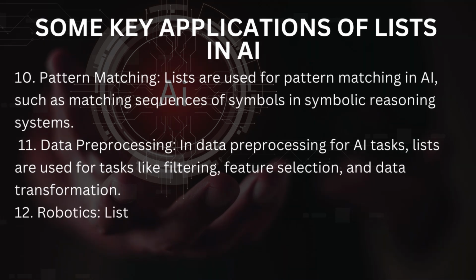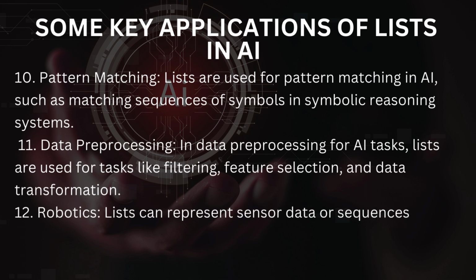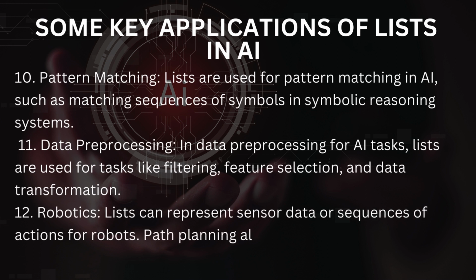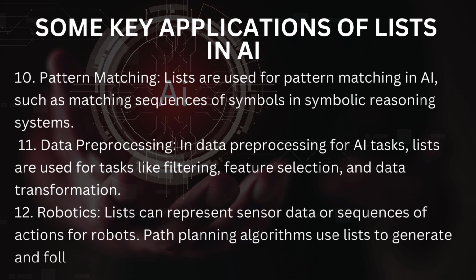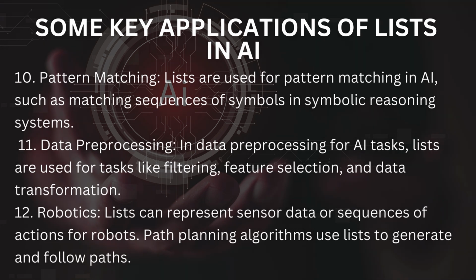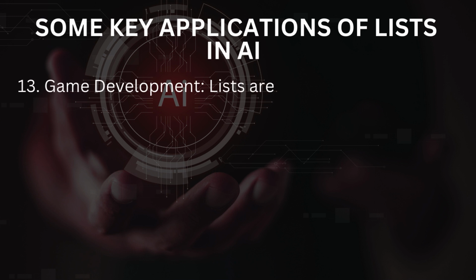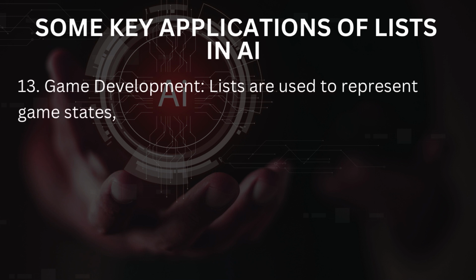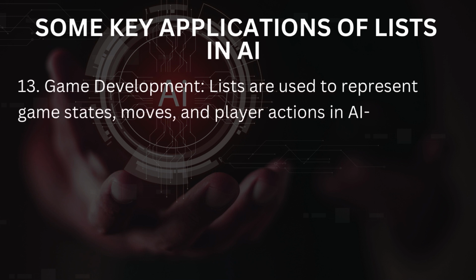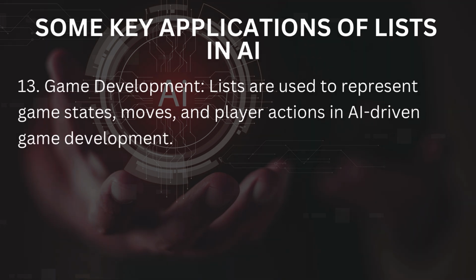Next application is robotics. Lists can represent sensor data or sequence of actions for robots. Path planning algorithms use lists to generate and follow paths. Next is game development. Lists are used to represent game states, moves and player actions in AI driven game development.